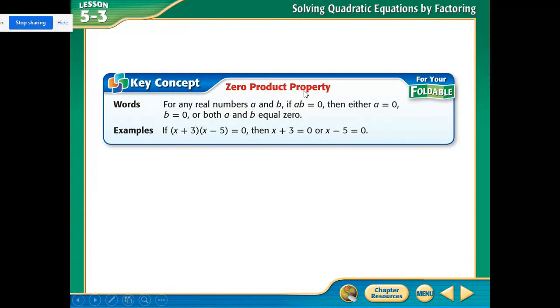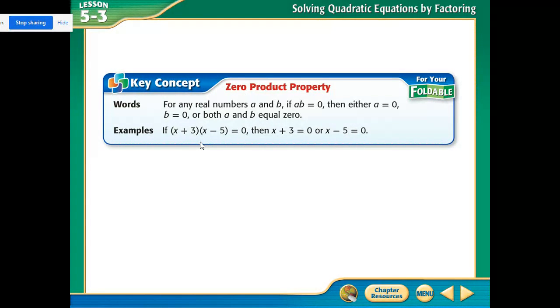All right, so the first thing we have to remember is the zero product property. What is the zero product property? If we have two numbers and we multiply them together and the answer is 0, the only way for that to happen is if one of those numbers has to be 0. So I can multiply 3 times 0 or 5 times 0, but one of those has to be 0 in order for it to work. They can both be 0, but that's what the zero product property states.